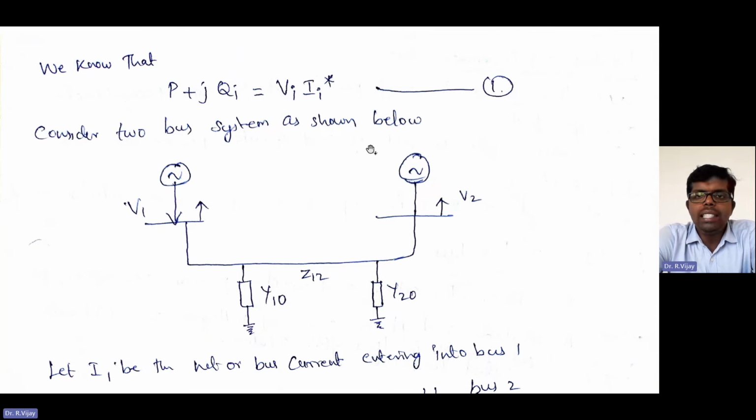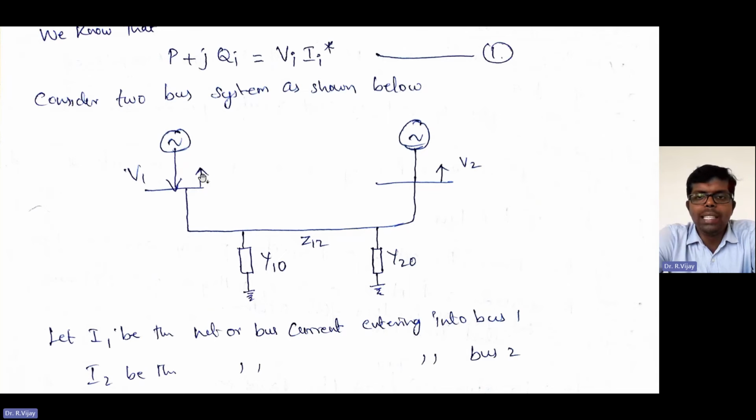Consider a two bus system as shown in the figure below. In this two bus system, there are two buses. The voltage at bus number 1 is V1 and the voltage at bus number 2 is V2. Next, the line charging admittance at bus number 1 is Y10. The line charging admittance at bus number 2 is Y20.